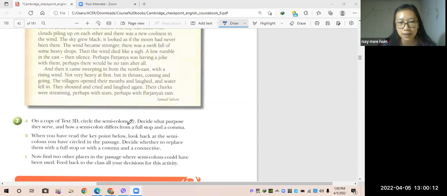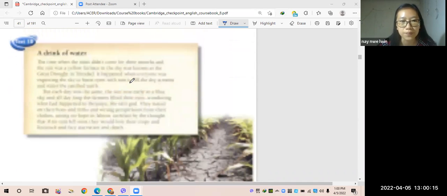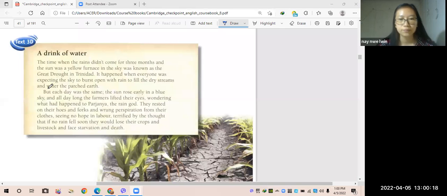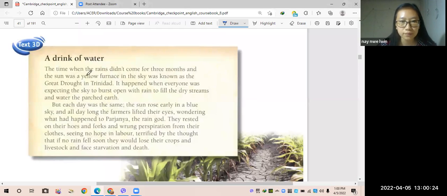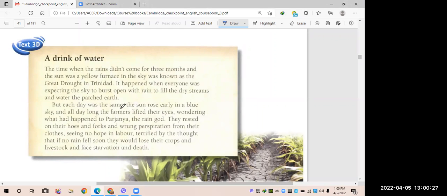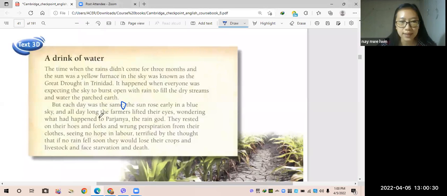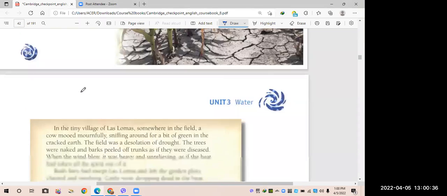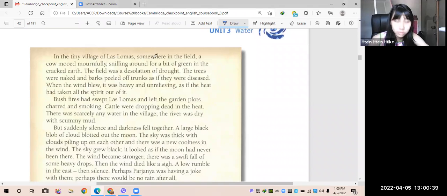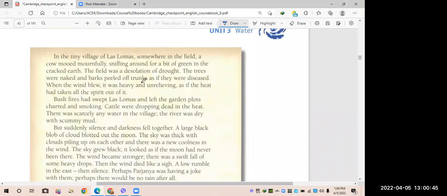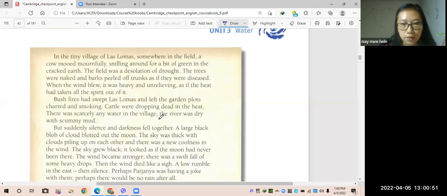So first, you have to circle the semicolon. So where are the semicolons here? Can you see clearly? Yeah, and the second one, same, after same. So here is one semicolon, and that is the only one on the first page, right? Yes, I guess. And is there anything in this paragraph? In the village. Yes, here. So there is a semicolon.